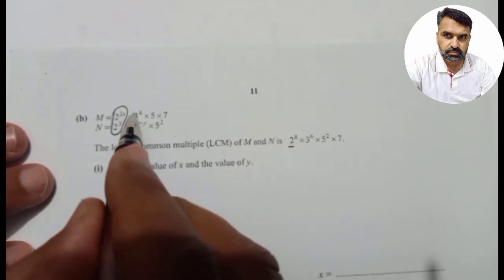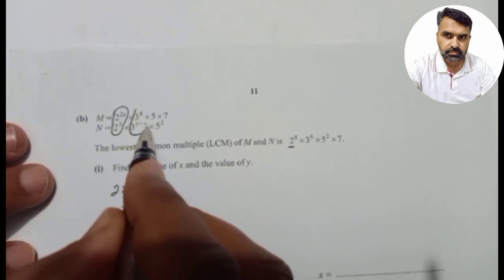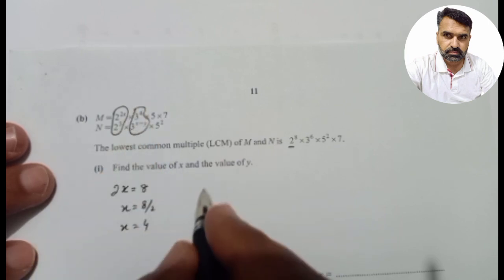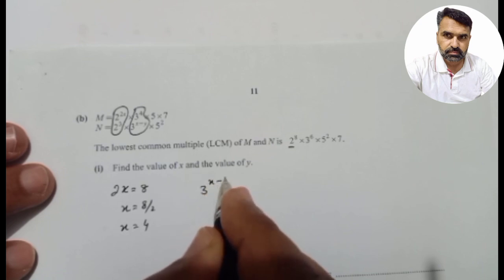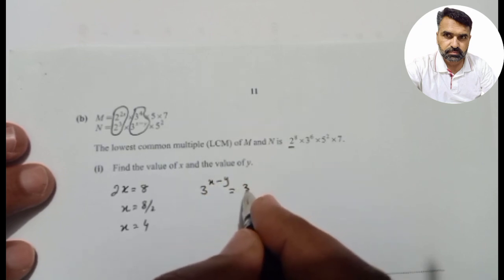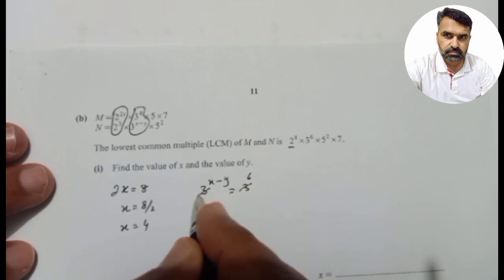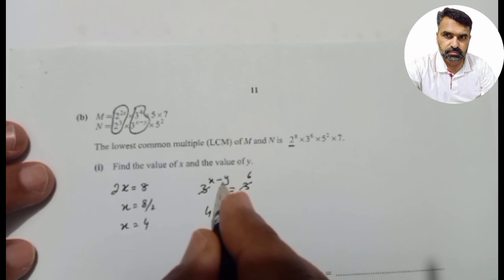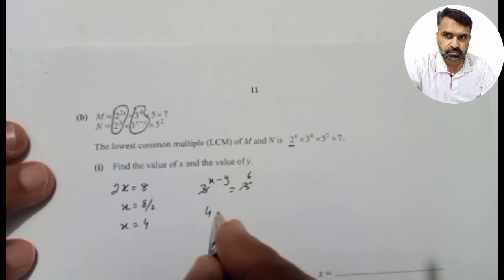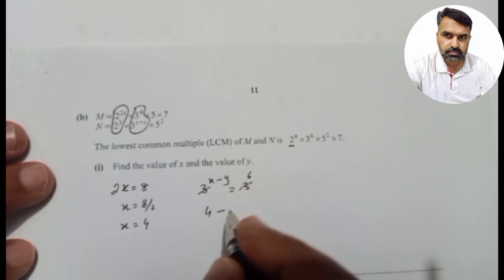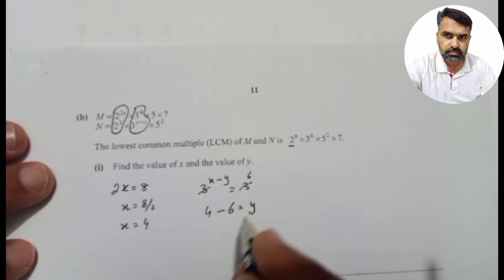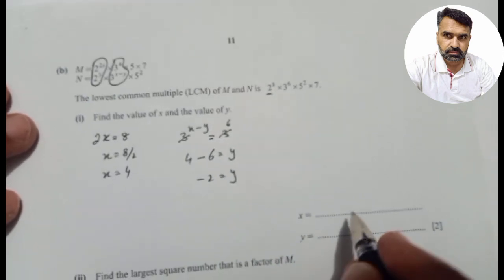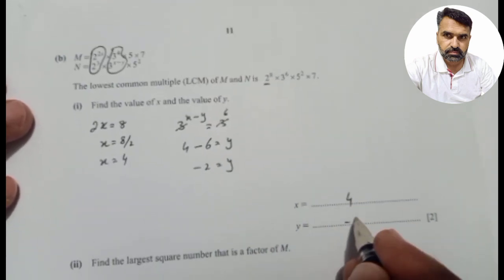Now students, look at the numbers in m and n having the base of 3. The unknown is 3 to the power of x minus y. It should be equal to 3 to the power of 6. Bases are the same, so both will be cancelled. And the value of x is 4, so 4 minus y equals 6. When we transfer minus y to the other side, it will be plus, and when 6 is transferred to the left side, it will become minus. And the value of y will be minus 2, so y equals minus 2. So x is 4 and y is minus 2.